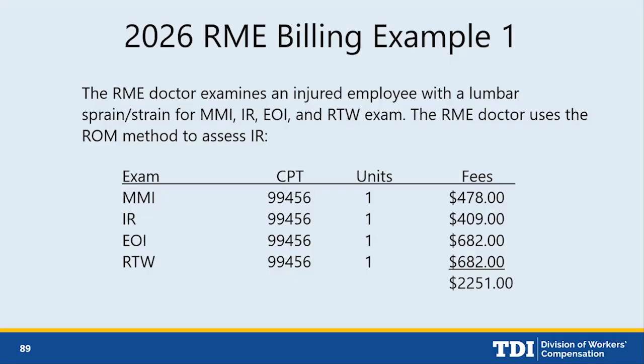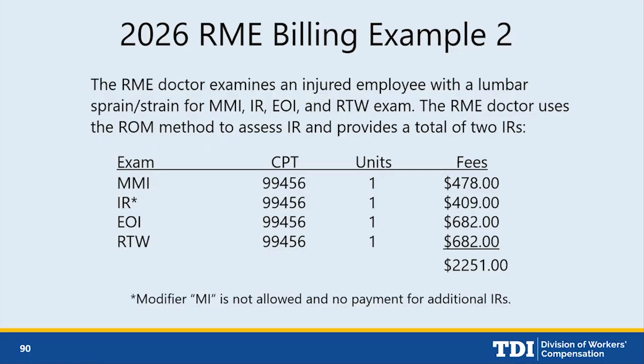So this is an injured employee, lumbar sprain strain. We're asked to evaluate MMI, impairment rating, extent of injury, and return to work. So 99456 all the way down, units 1, and then our applicable fees: 478 for MMI, 409 for impairment rating, 682 for extent of injury, and 682 for return to work. That would be $2,251 for that RME doctor's reimbursement.